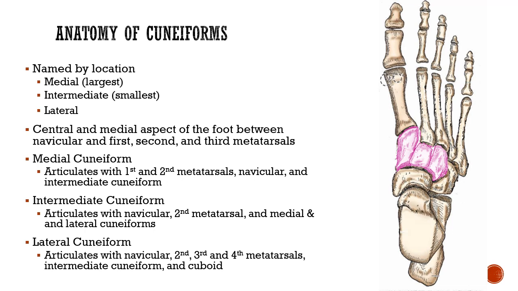The medial cuneiform articulates with the 1st and 2nd metatarsals, the navicular, and the intermediate cuneiform. The intermediate cuneiform articulates with the navicular, the 2nd metatarsal, and the medial and lateral cuneiforms. And then the lateral articulates with the navicular, the 2nd, 3rd, and 4th metatarsals, the intermediate cuneiform, and the cuboid bone.